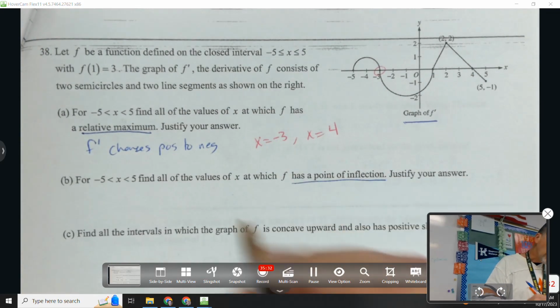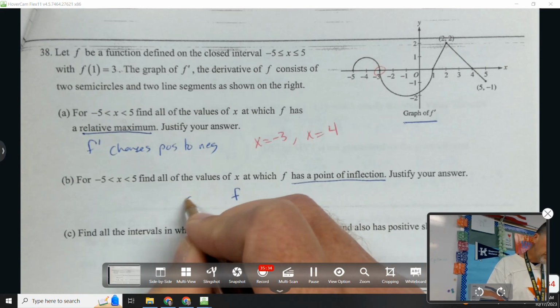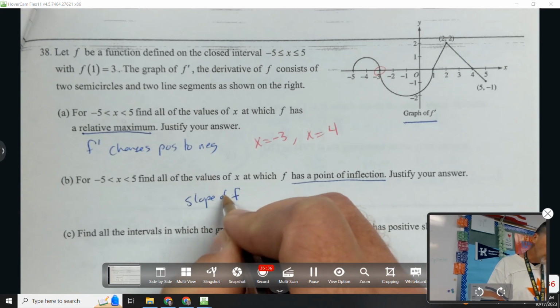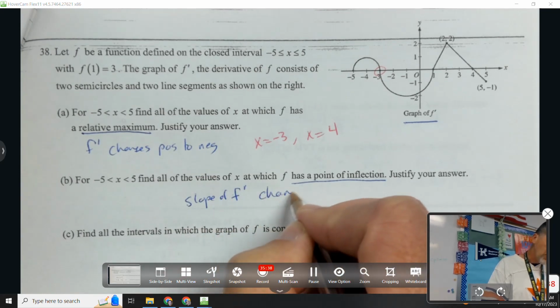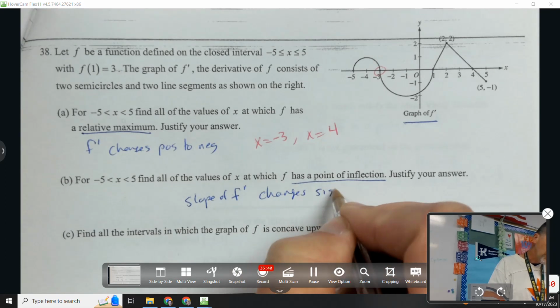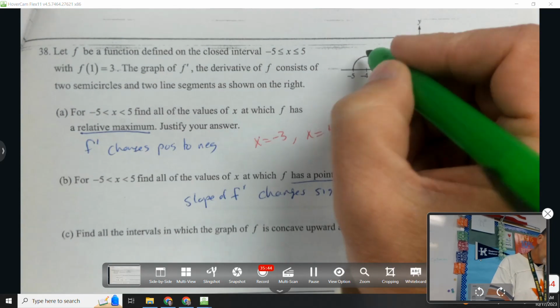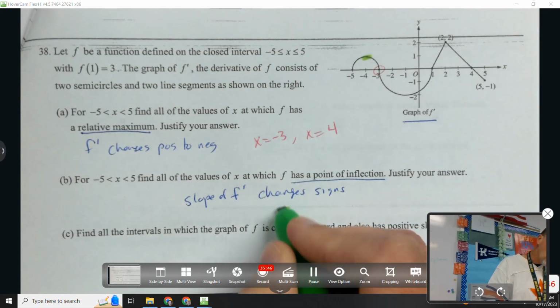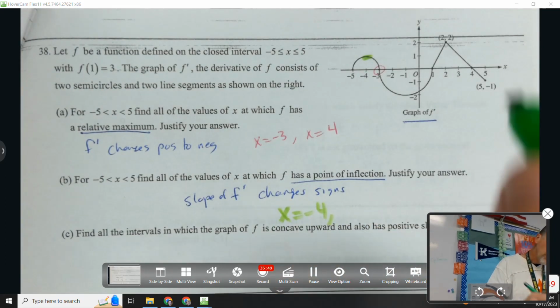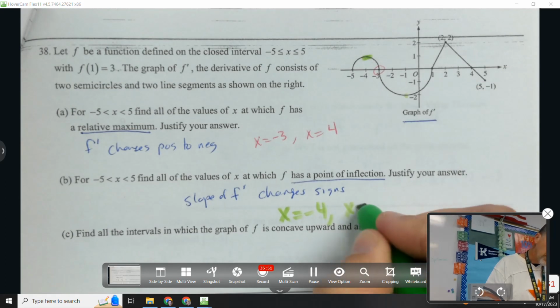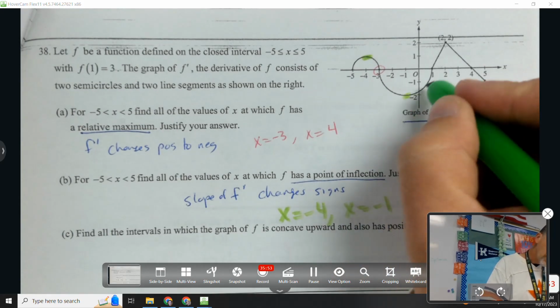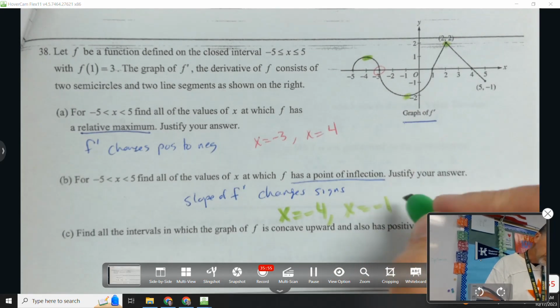Point of inflection, that would be where, we did this already, the slope of f prime changes signs. So it changes at -4, the slope of f prime, at -1, at x equals 2.